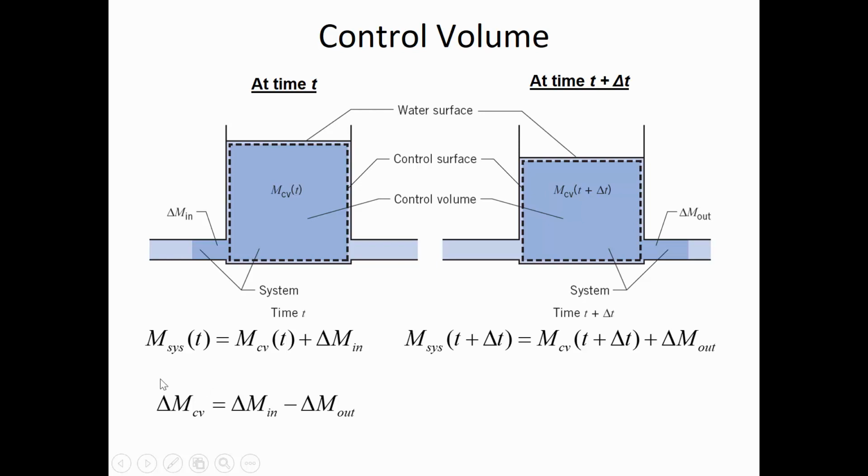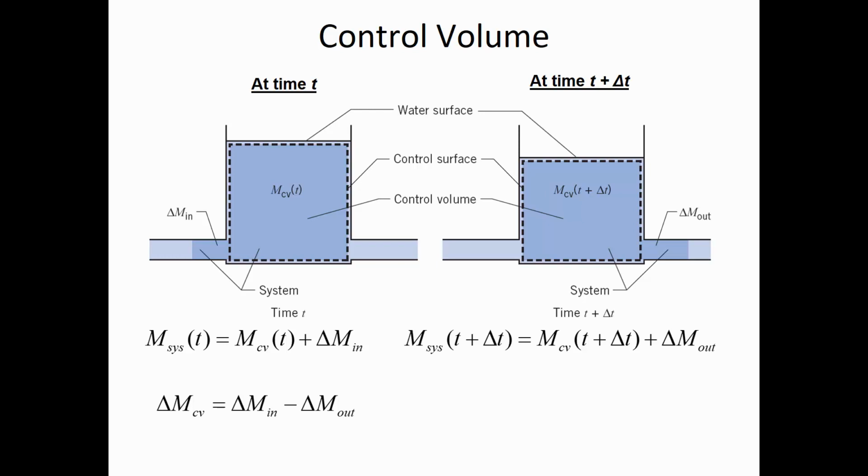What we can say is that inside the control volume, the change of mass is the change of mass that's coming in and the change of mass that's coming out. So in other words, we want to know what's in that tank and how it changes. Is the liquid level getting higher or is the liquid level getting lower? And so the change of mass inside this control volume is the difference between the in and the out.